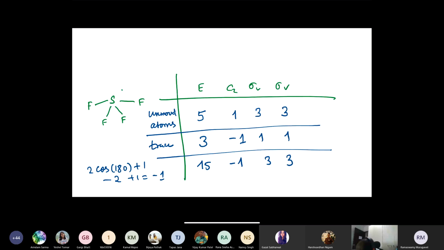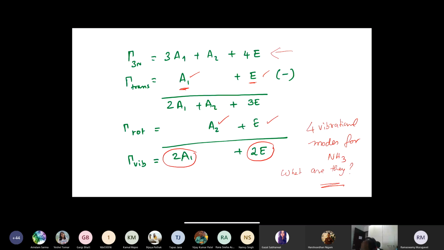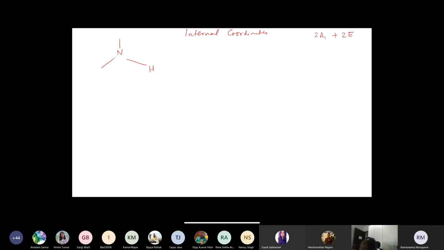Now we will start, so I'm using internal coordinates because I know from the full Cartesian coordinate analysis that I have 2 A1 vibrations and I have 2 E vibrations. Okay, 2 E vibrations, yeah. But I do not know how much of them are in the stretching and how much of them are in the bending.